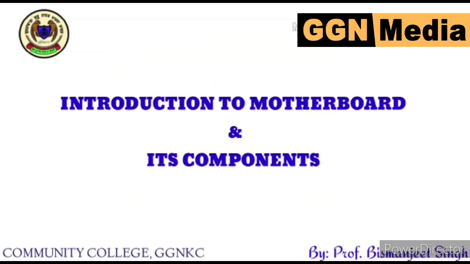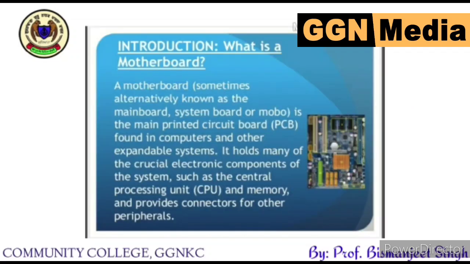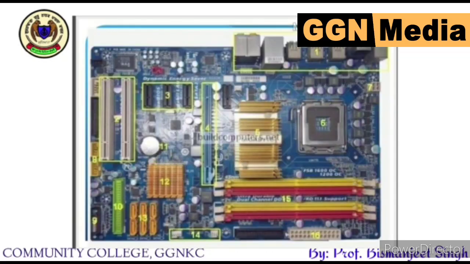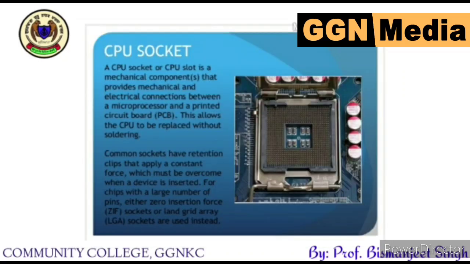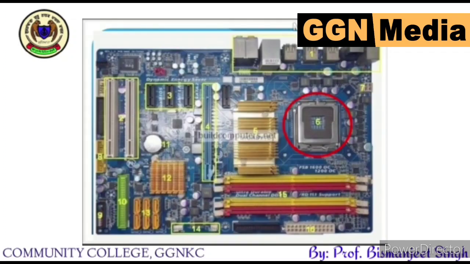Now the next topic is the motherboard. It is also known as the printed circuit board. It contains the CPU, memory and other peripherals. This is the view of a motherboard. The CPU socket is a mechanical component. It provides mechanical and electrical connections. The red circle is the CPU socket.